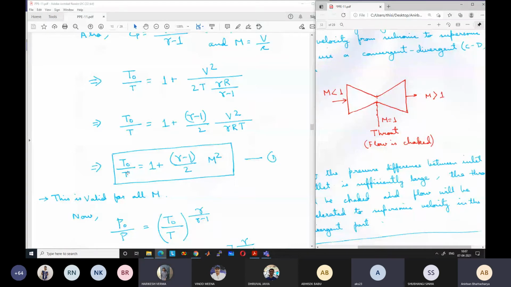Positive term. And M is increasing means this T will decrease. Temperature will keep on decreasing with increasing Mach number. So along the nozzle, temperature decreases. Flow gets accelerated.